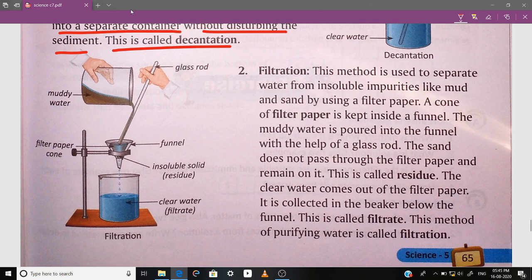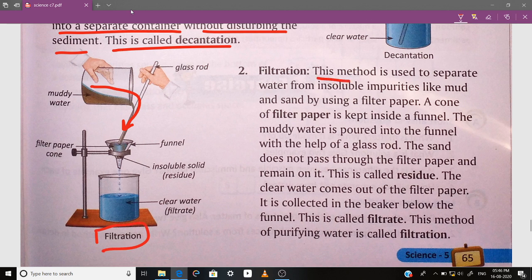So what we are doing here, in this vessel we have a mixture of water and sand. This is a funnel, and in the funnel we have a filter paper. Then we will pour this water into the funnel, and this is the rod by which we can stir the water. Then we will get the clean water drop by drop, and we can collect it into this vessel. Okay, this process is called filtration.